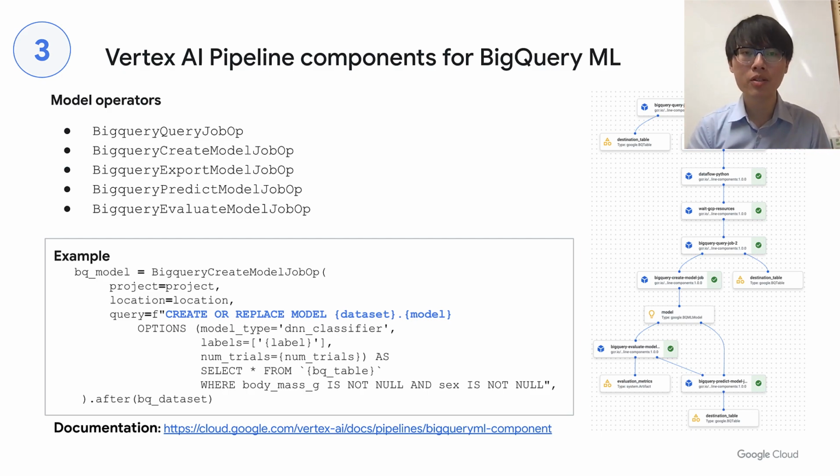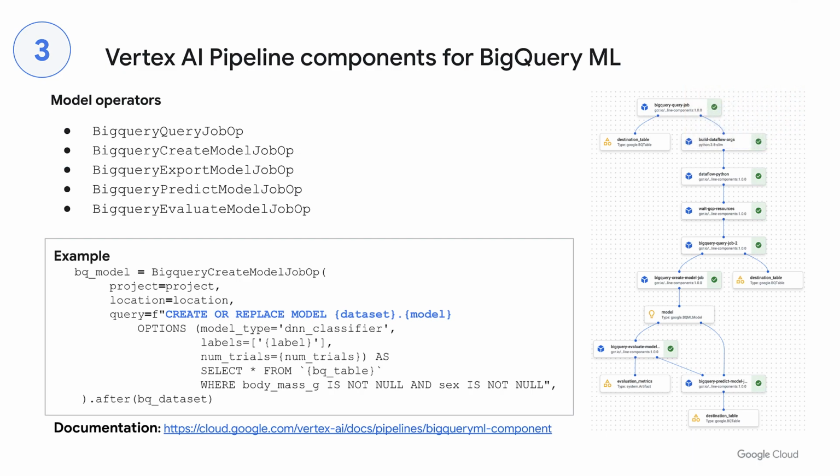So what are these operators that are available? There's a BigQuery query job op, which allows you to essentially write any SQL query as part of a pipeline. You could also instead use a create model job, or an export model job, or a predict model, or evaluate model. And all of these are now capable to be used within a Vertex AI pipeline with a lot more ease than before. So be sure to check this out if you are interested in working with pipelines and integrating things with BigQuery and BigQuery ML.